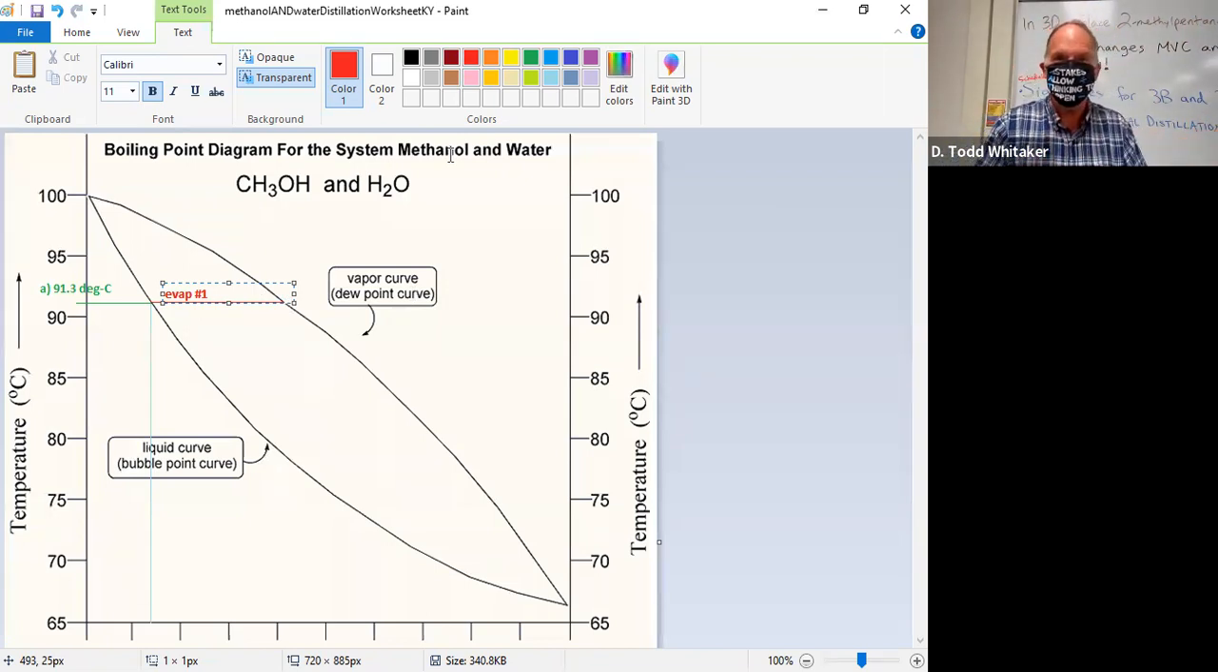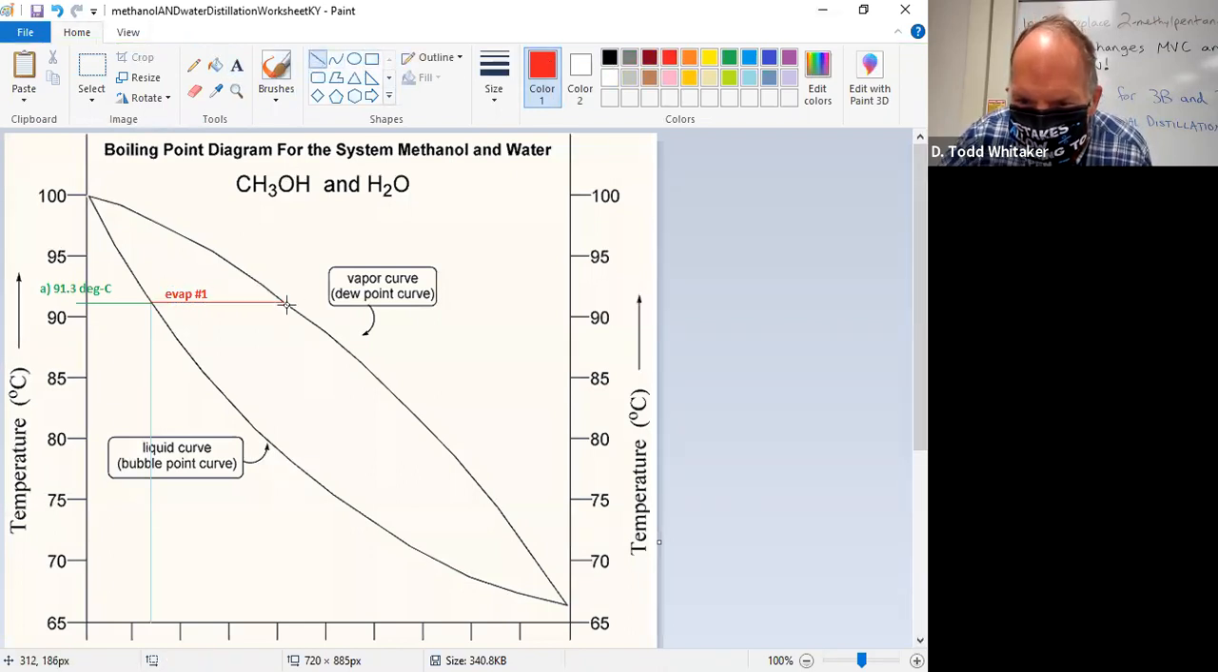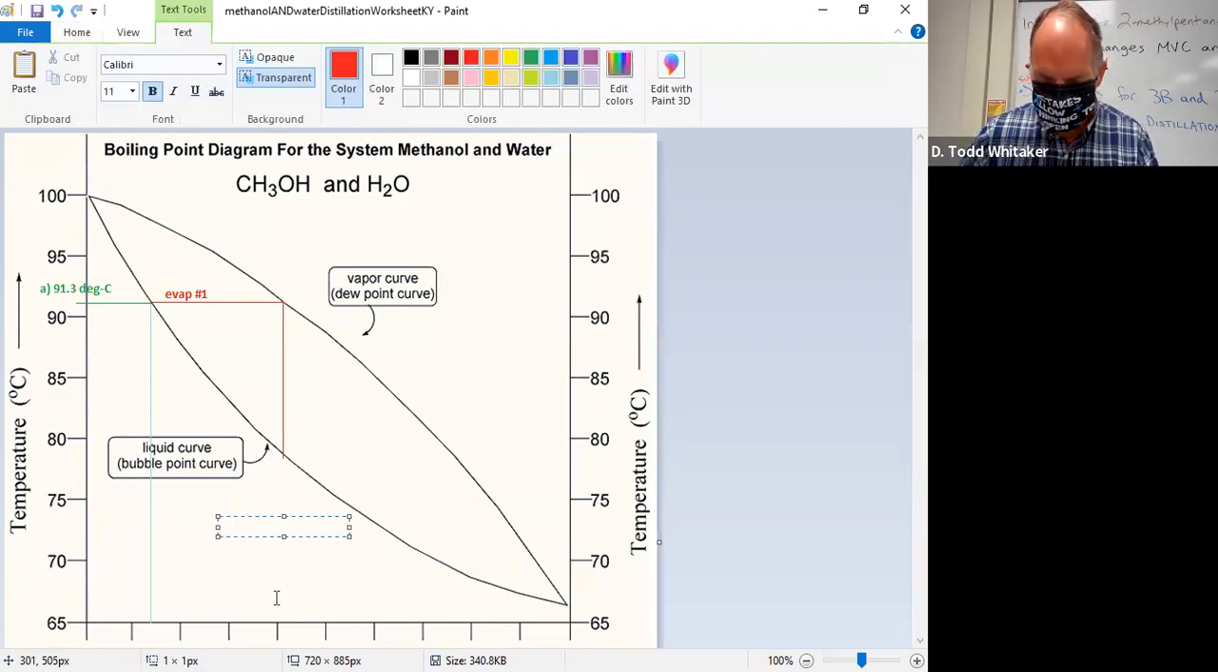It's the same mixture. So I'm going to take that from the line tool, and straight down. So far, so good. So this is theoretical plate number 1, ending right there. Straight down, straight. Don't you bend on me. Thank you. And that's condense number 1.